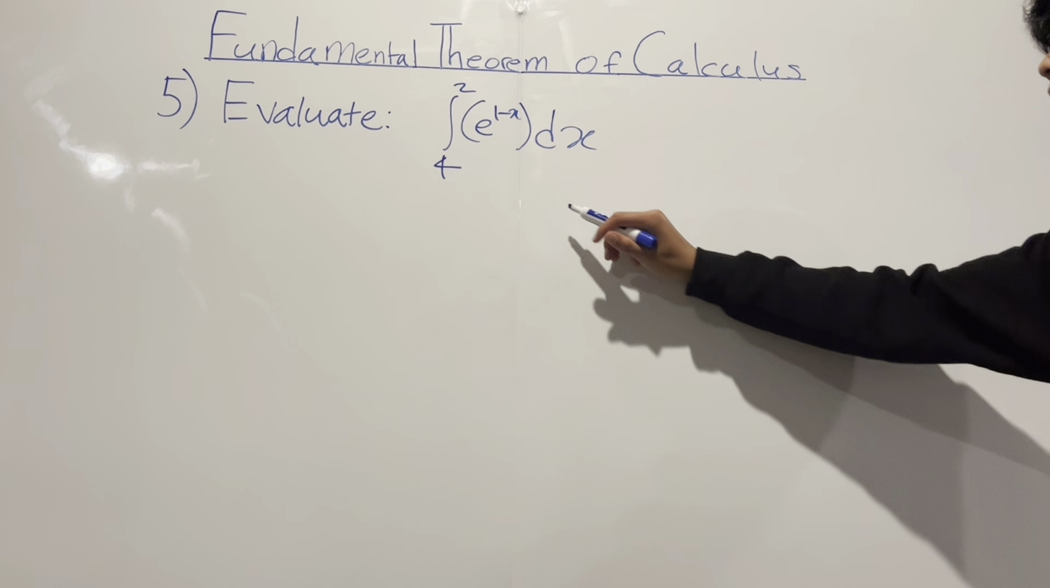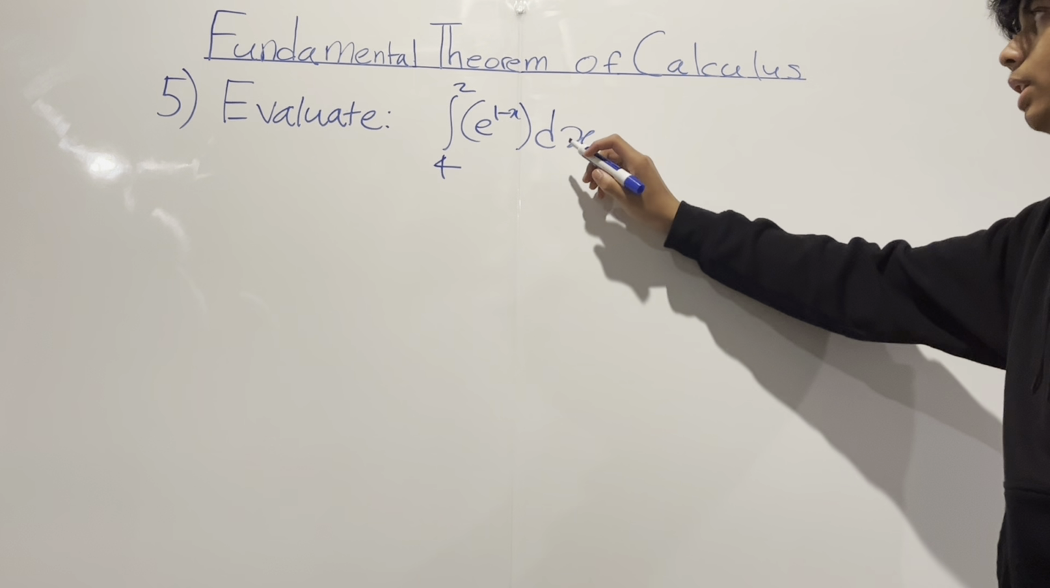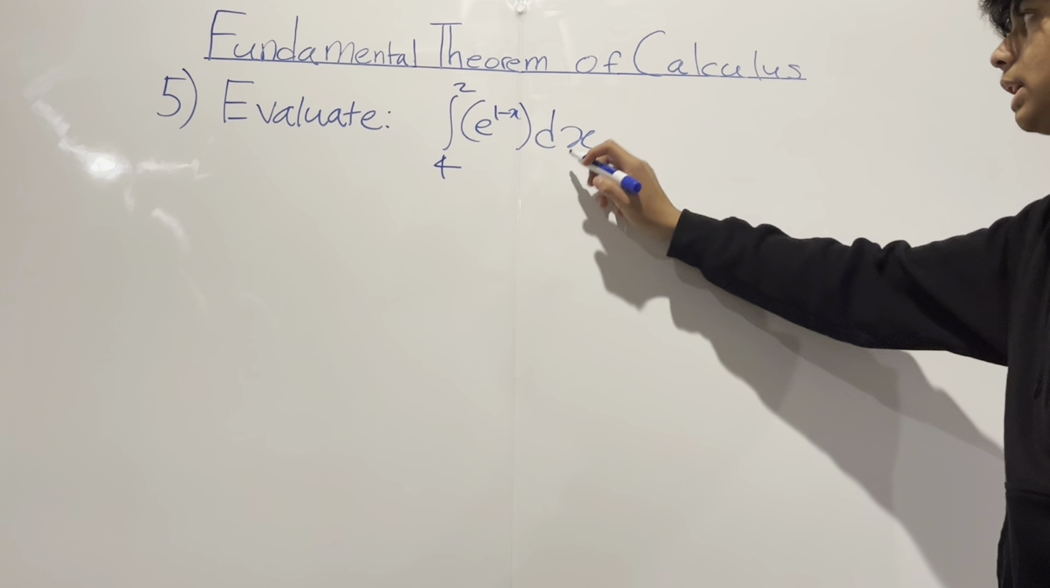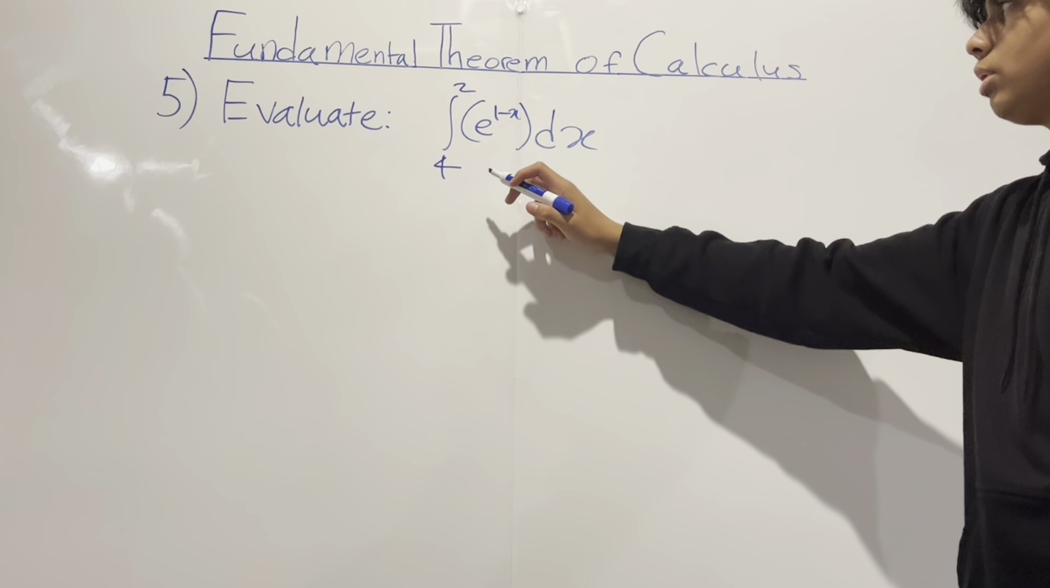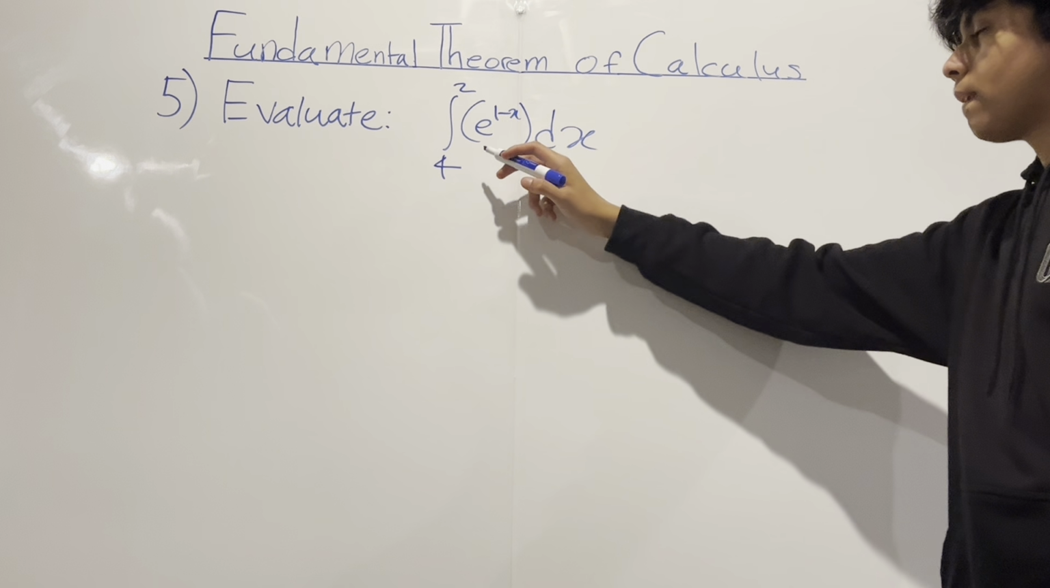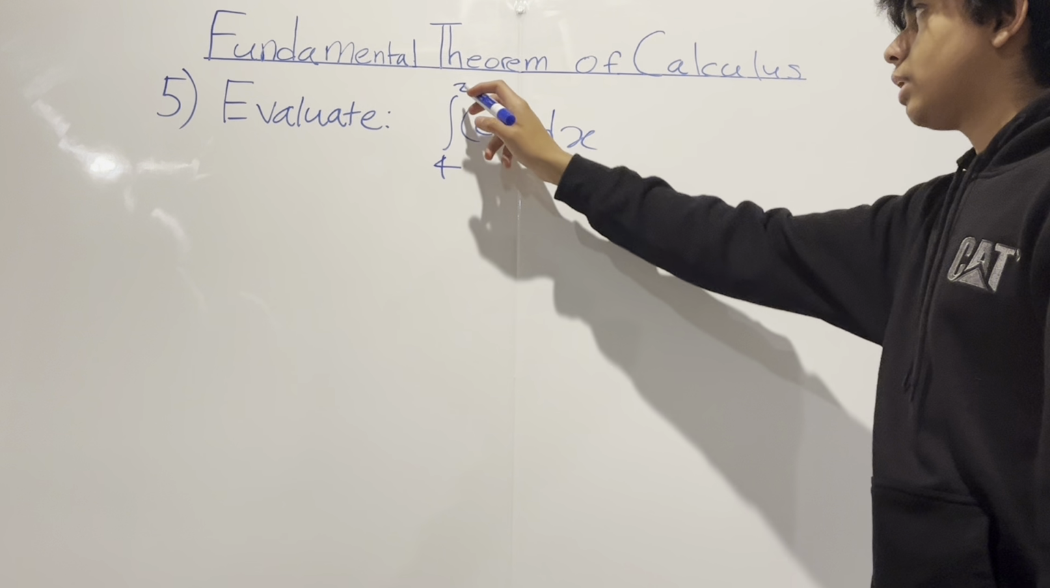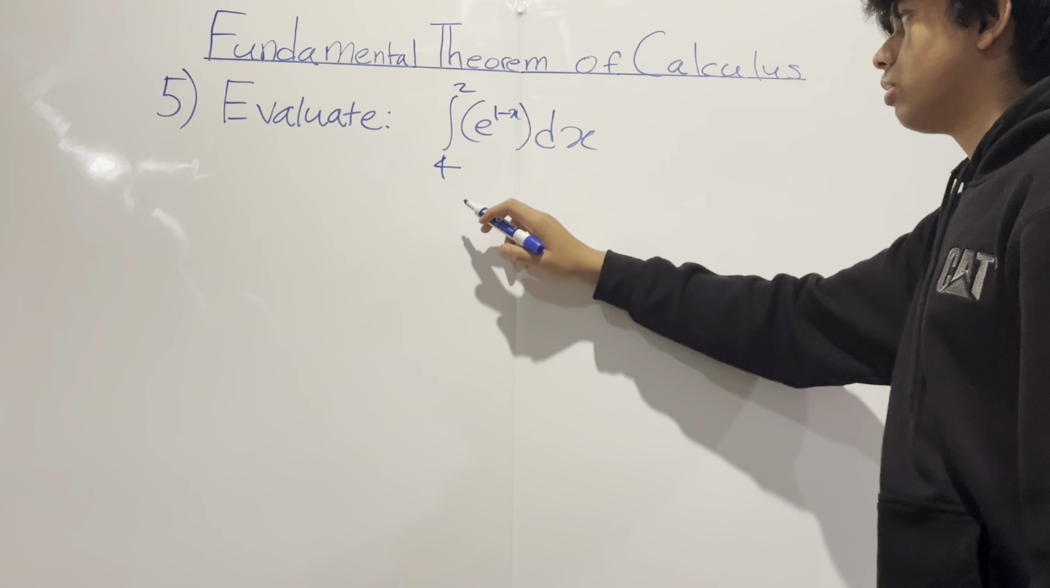Let's look at question 5 here. We need to evaluate the definite integral of e to the 1 minus x dx from the bounds 4 to 2. And one thing you could recognize here is actually that the lower bound is greater than the upper bound. 4 is greater than 2.